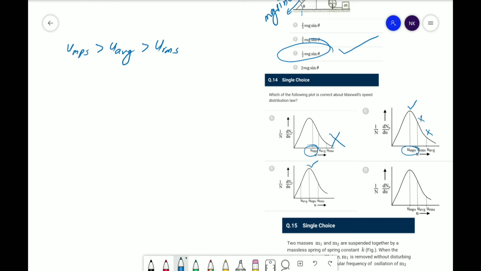In the first one, the most probable speed is greater, but what about the average velocity? The average velocity and root mean square velocity are equal, which is not possible. This one is the correct one. Here you can say the most probable speed is greater than the average velocity, which is greater than the root mean square velocity. Therefore, this one is the correct answer. So option D is correct.